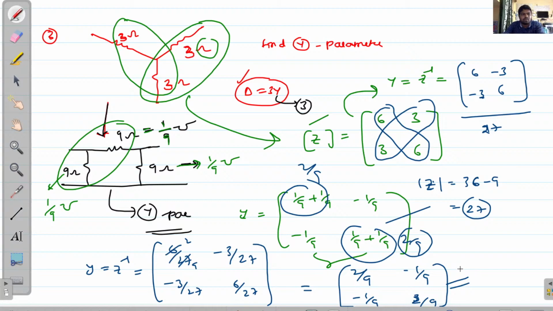Next we will discuss H parameters, hybrid parameters. Hybrid, in the case of Z parameters, is nothing but that is purely designed for parallel network.